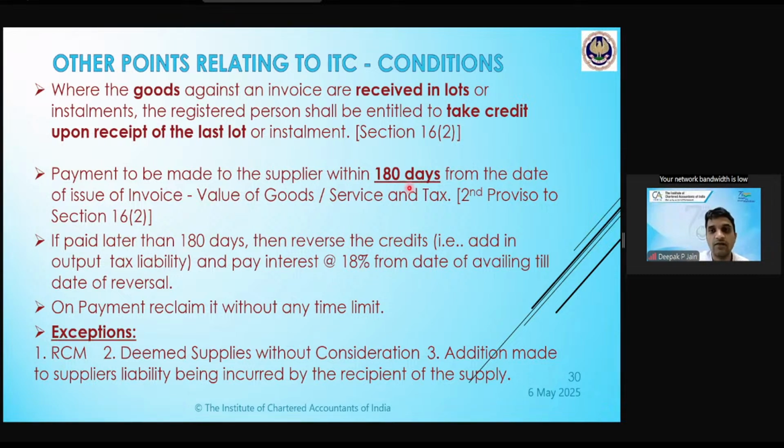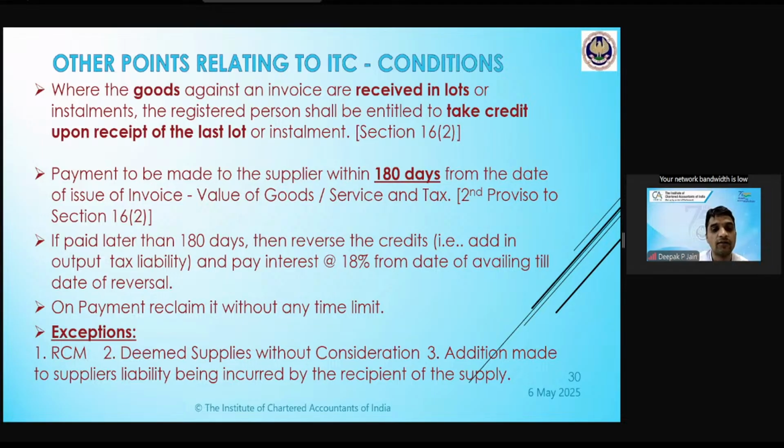Okay. So you have to pay to the vendor within 180 days. If you don't pay, then you have to reverse the credit. If paid later than 180 days, then reverse the credit, that is, add it to your output tax liability with interest. क्योंकि आपने जब credit claim किया है उसको utilize कर दिया है. So for that extent there is a benefit which you have got, so you have to reverse it with interest of 18% from the date of availing till the date you reverse it.